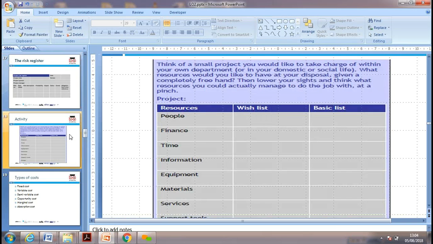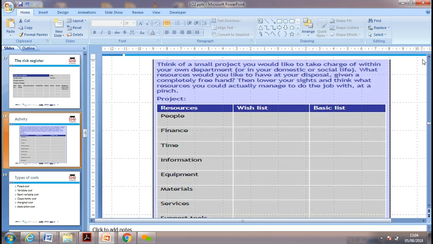These of course need to be addressed in various projects. Okay, any question? Oh, sir. Okay, if a small project were to take charge within your own department, or in social life, what resources would you have at your disposal?